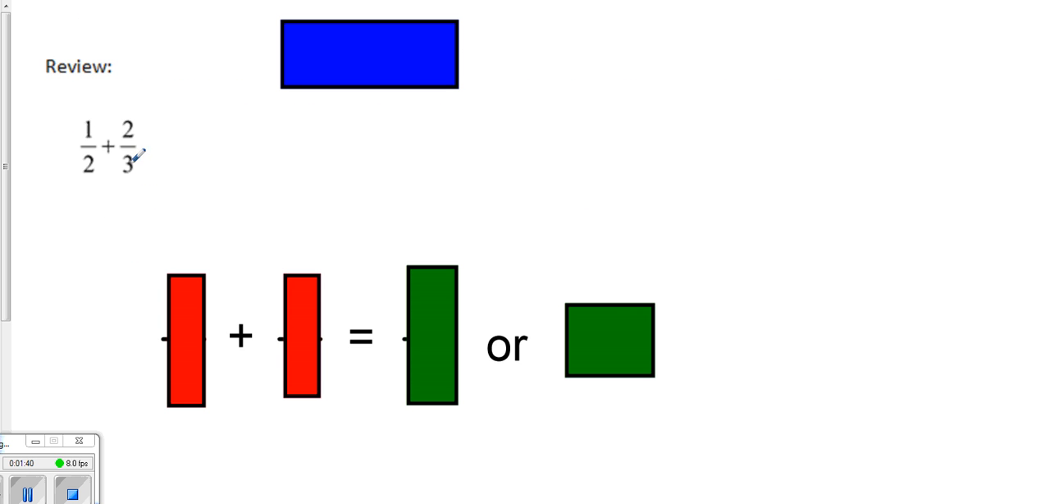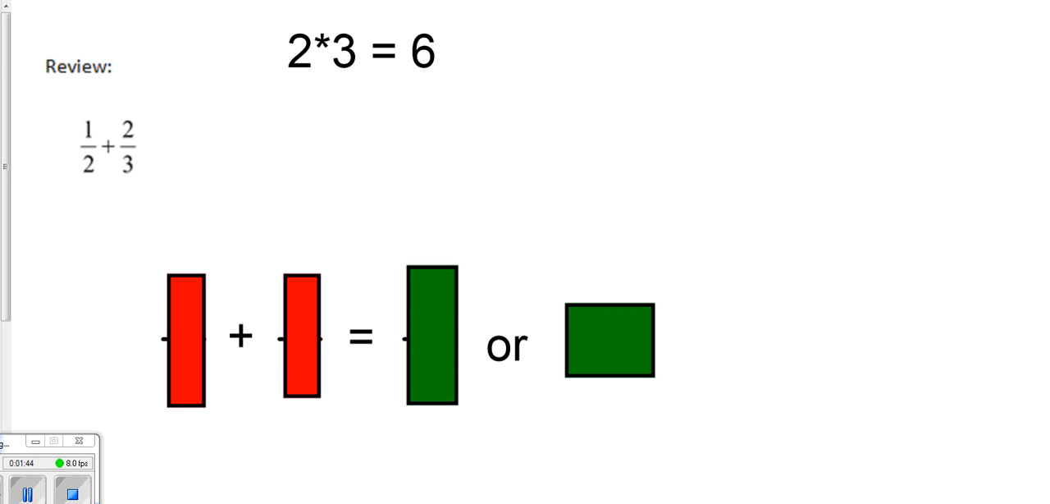Right now we've got 2 and 3. So this is how we build our common denominator. We look at all of the factors of each. All the factors of 2 is just 2. Factors of 3 is just 3. So 2 times 3 will help us find our common denominator. That's 6.